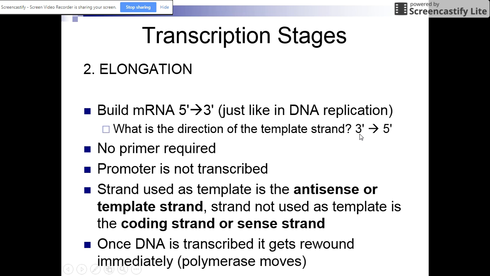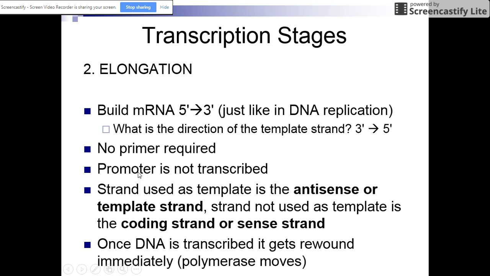It's reading it in the direction of 3' to 5' because it's building in the 5' to 3' direction. So it can only work in that direction, just like we had with replication. What's different about transcription and DNA replication is there's no primer required.